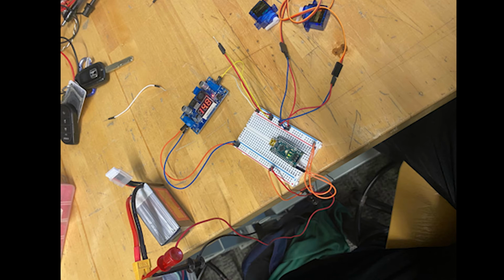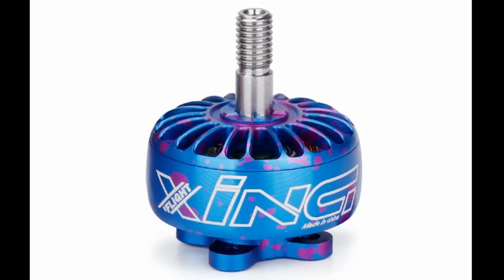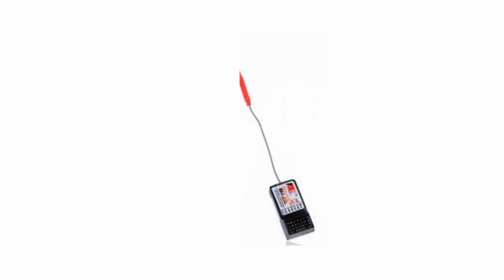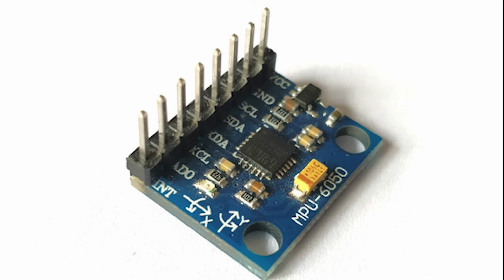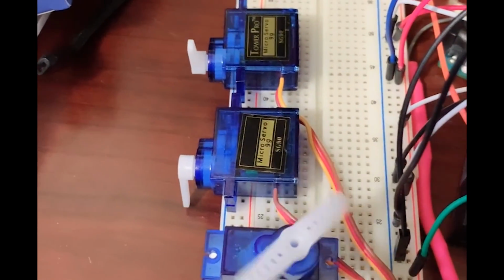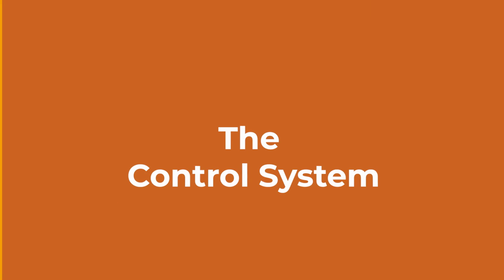There are some components that weren't shown in that photo, and that includes the brushless motor, our electronic speed controller, our receiver, and our MPU 6050 sensor. We did a lot of testing of the motors to make sure they responded to the remote inputs properly. We also created a control system, which is necessary for ease of flight.